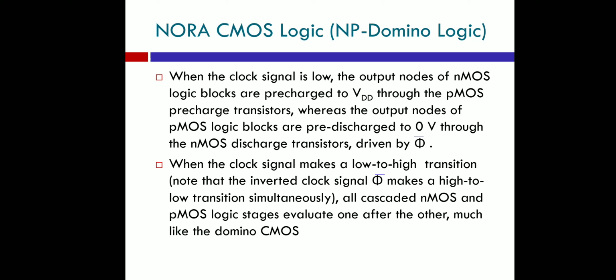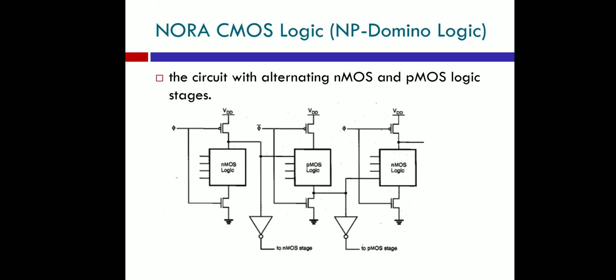Okay, when the clock signal makes a low to high transition, all the cascaded NMOS and PMOS logic stages evaluate one after the other. See here, when phi is 1, this evaluate transistor is on, and the output node will be pulled down to 0 or it will remain at high depending on the inputs of the NMOS logic.